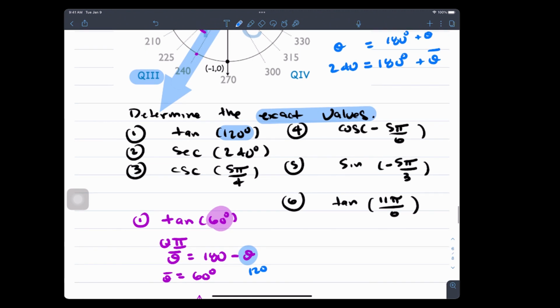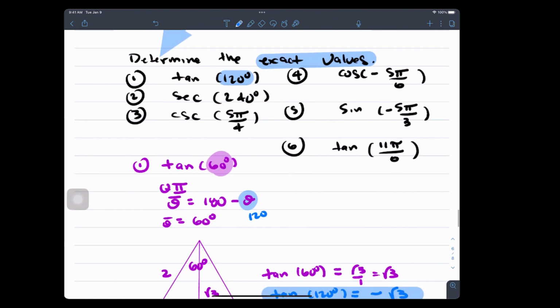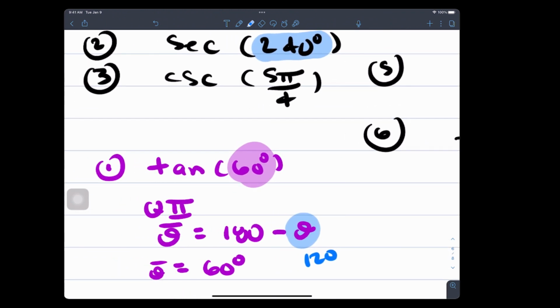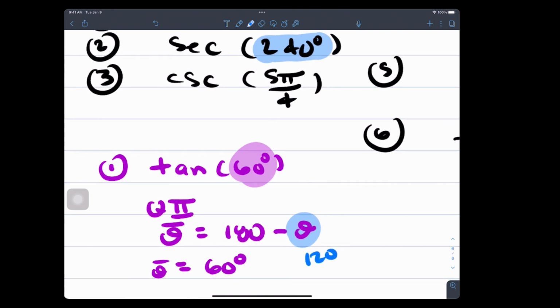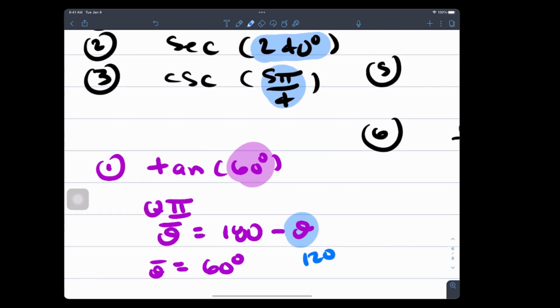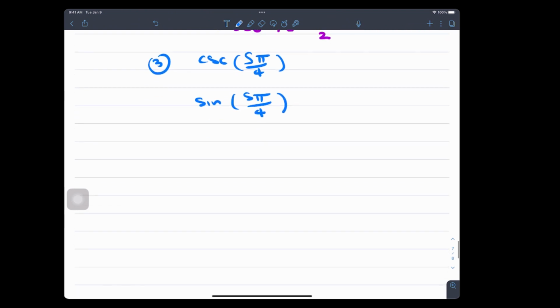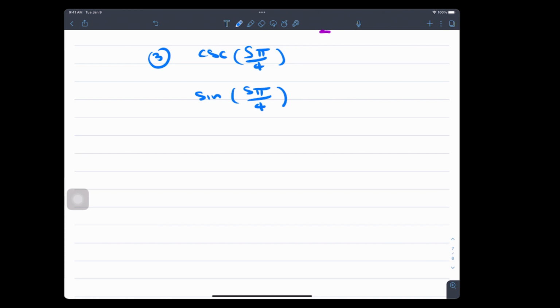Okay, now what about number 3? What do they do with number 3 here? This is cosecant of 5 pi over 4. So they gave us a radian measure for our angle theta. Cosecant, we have to remember here, is really the reciprocal of sine.